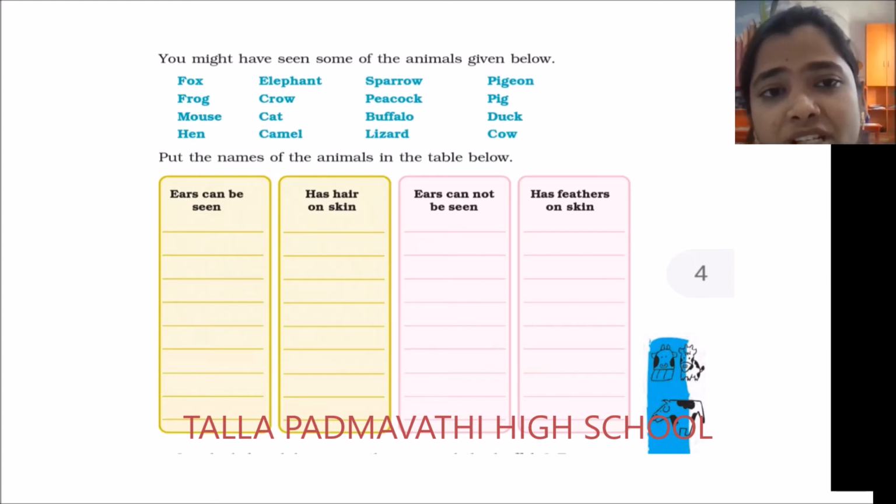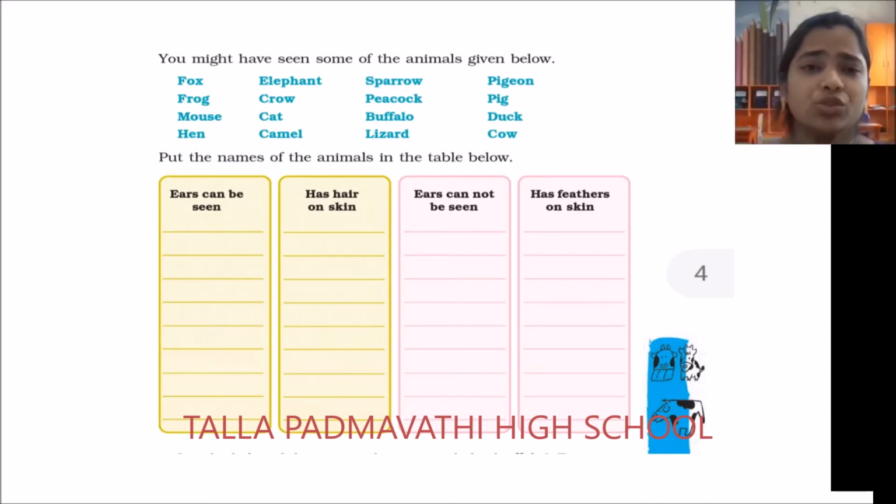So these animals, what are those animals? Fox, elephant, sparrow, pigeon, frog, crow, peacock, pig, mouse, cat, buffalo, duck, hen, camel, lizard and cow. Put the names of the animals in the table below.